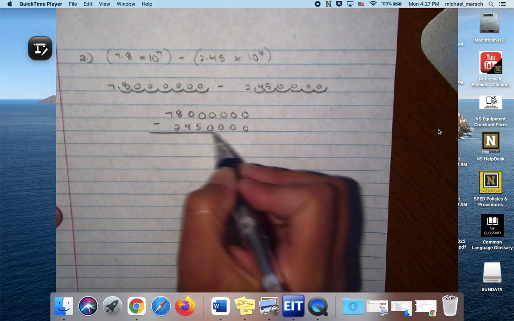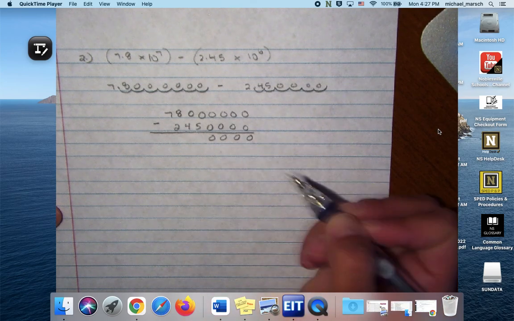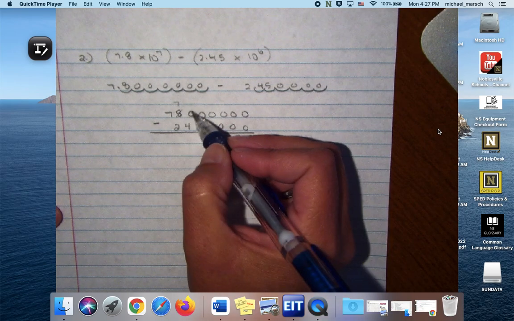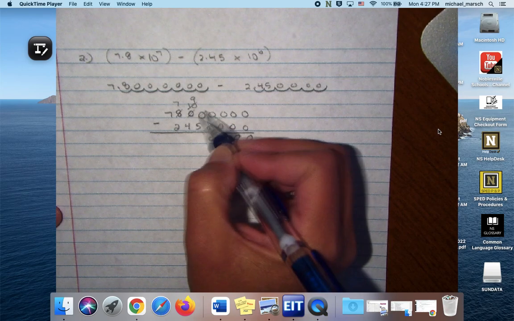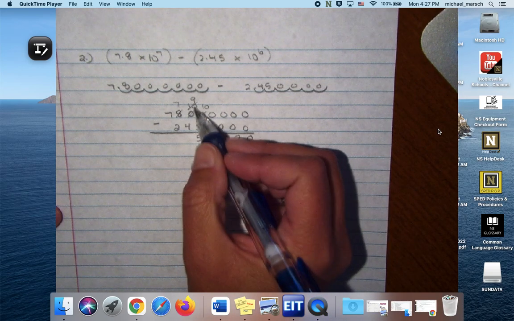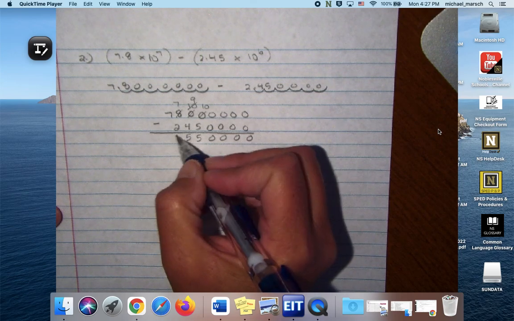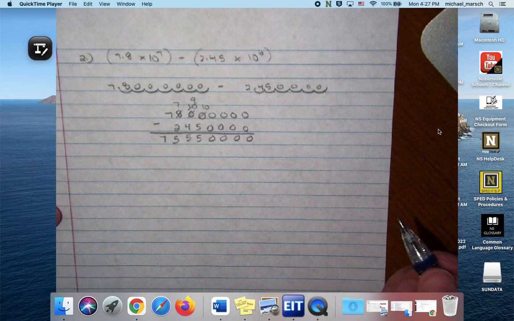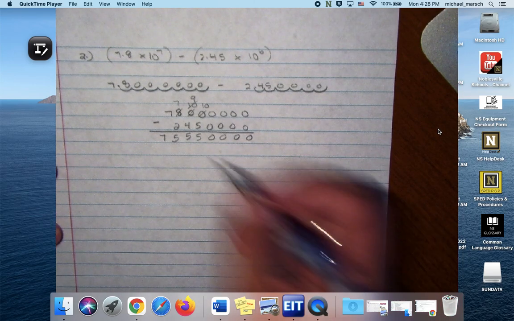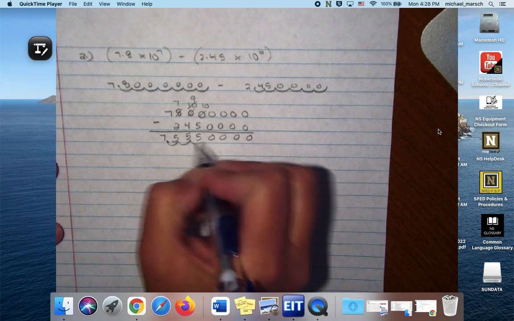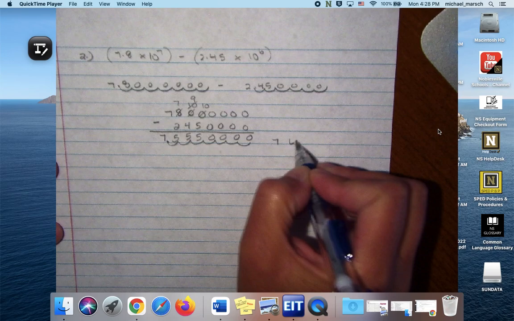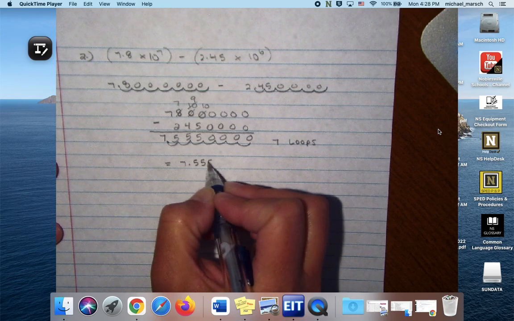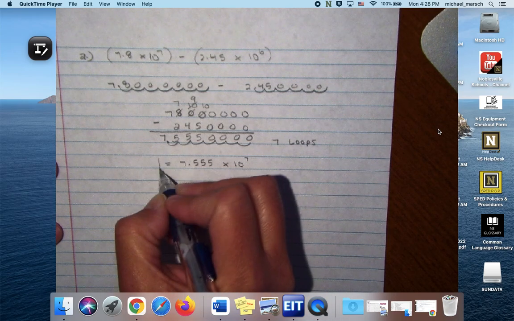I'm subtracting these. I have to do some fancy business borrowing, right? So first I have to take from this, then this turns into 10, then it turns into 9, and then this turns into 10. 10 minus 5 is 5, 9 minus 4 is 5, 7 minus 2 is 5. That's a lot of 5s, and then I just bring down this 7. And the last step, remember, is to convert back to scientific notation. I have 7 loops. I went to the right, so my final answer is going to be 7.555 times 10 to the 7th power.